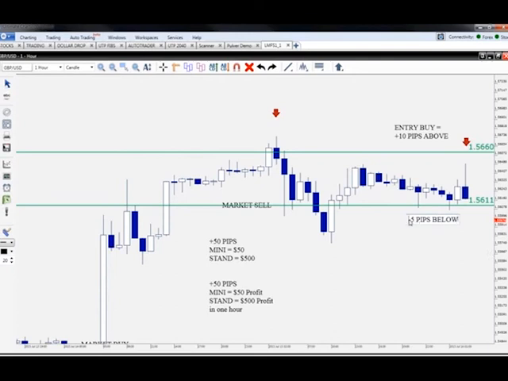Oops, I apologize for that. Let me type that entry sell. Sell is going to equal minus 5 pips below. So we have our 2 pending orders. John got that right. Joseph got that right.